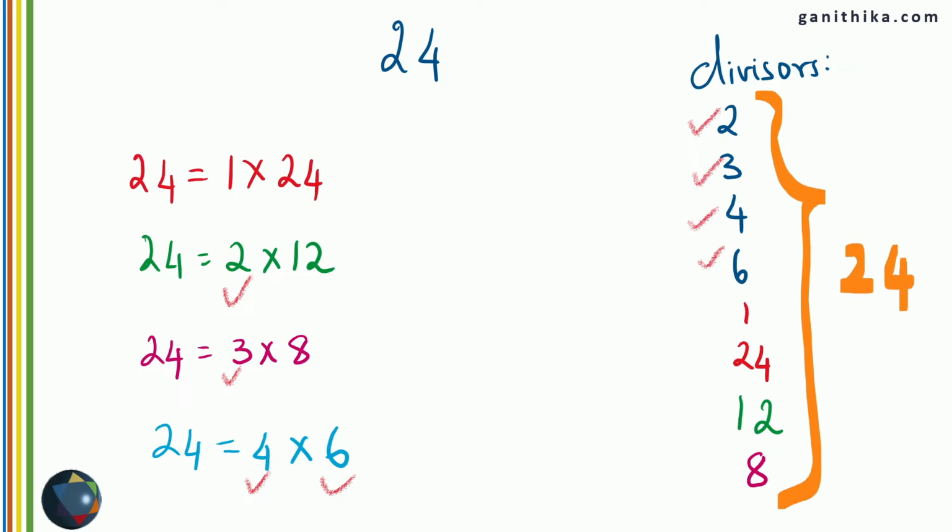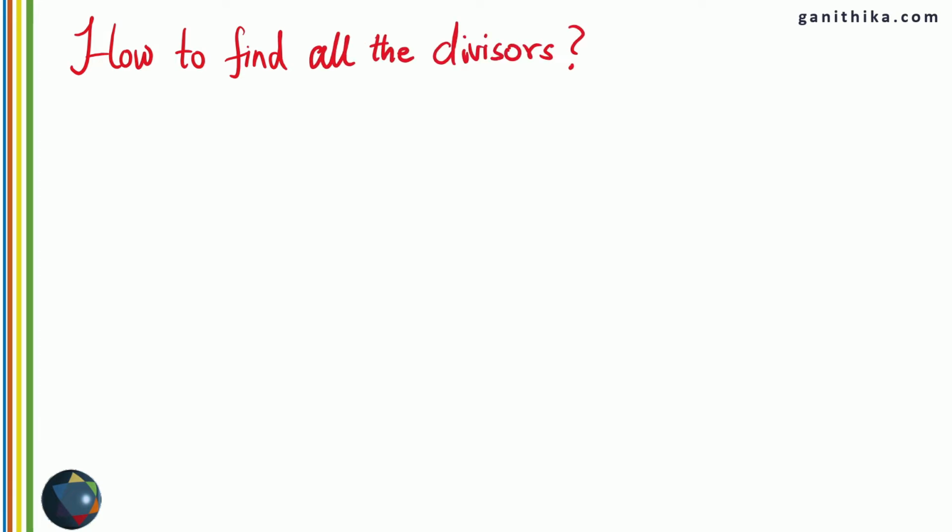So 24's divisors are 1, 2, 3, 4, 6, 8, 12 and 24. So how to find all the divisors? Is it too difficult? How can we find them all? Let's start collecting the list of divisors for, for example, 105.